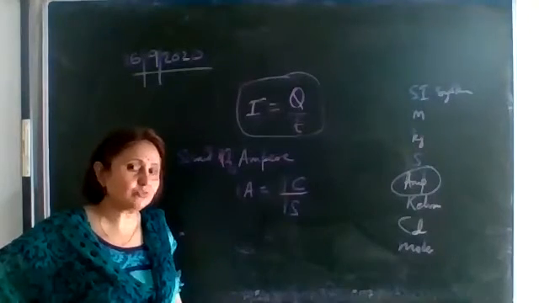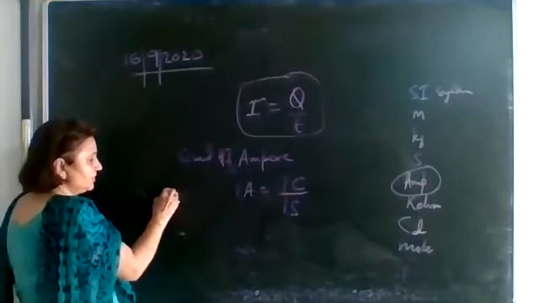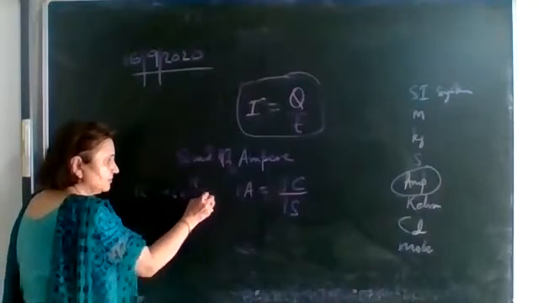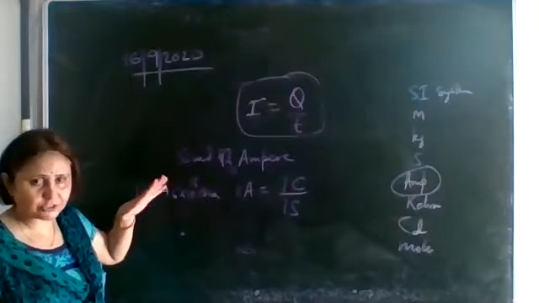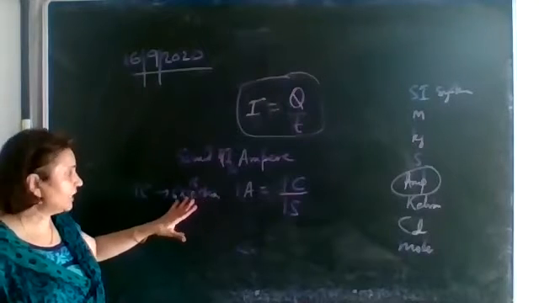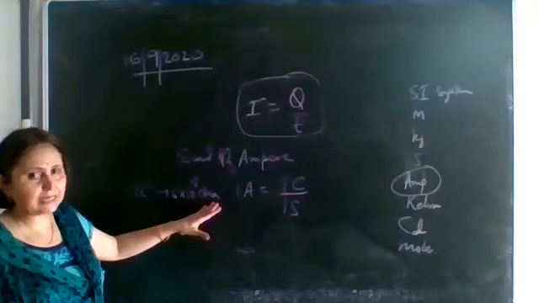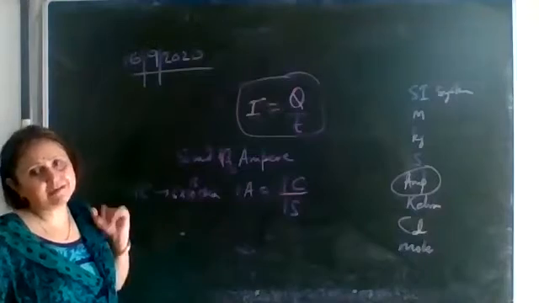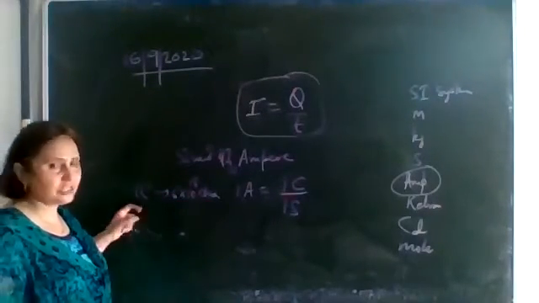Now let's see what is 1 coulomb. 1 coulomb is equivalent to the flow of 6 into 10 raised to the power 18 electrons. As yesterday we have studied, only the electrons can flow through the conductor. The positive charges, which are the protons, are well inside the nucleus. When we say that the current is flowing, the electrons are flowing. So 1 coulomb of charge means the flow of 6 into 10 raised to the power 18 electrons.